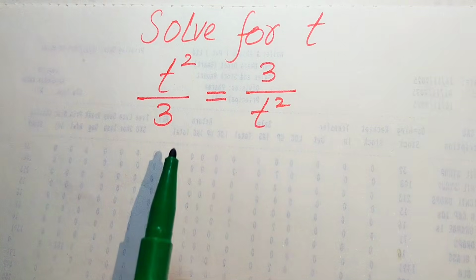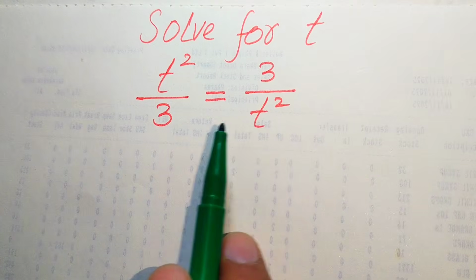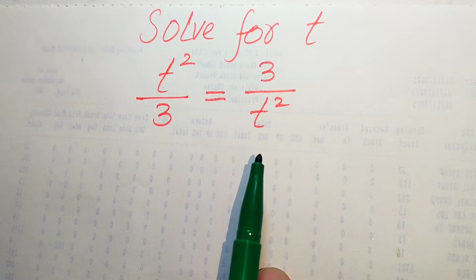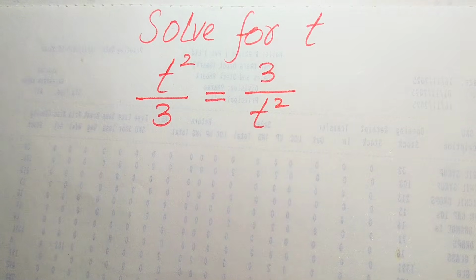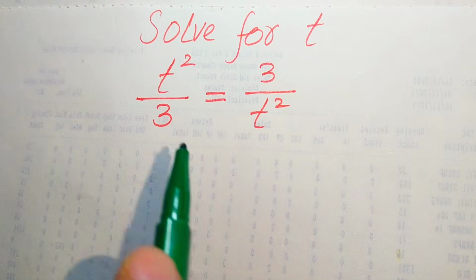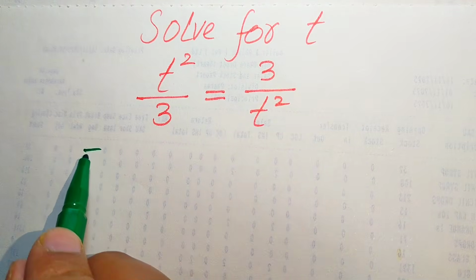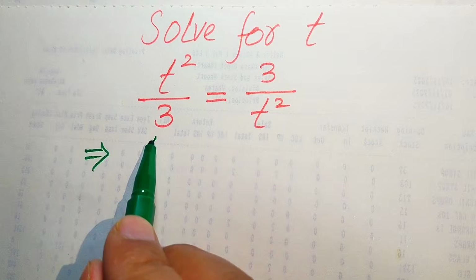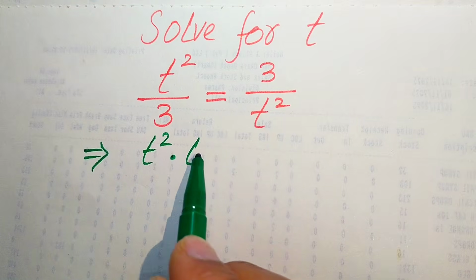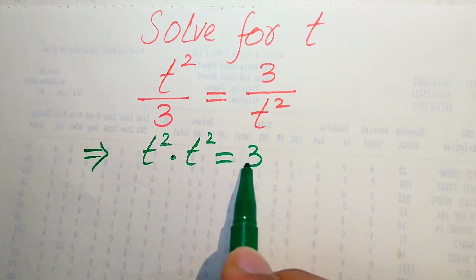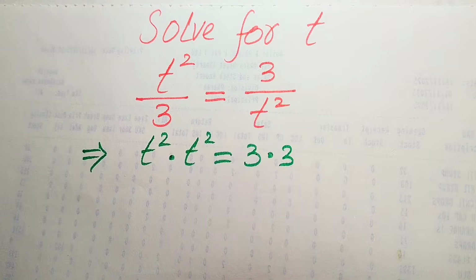So here we have t square divided by 3 is equal to 3 divided by t square, and we solve this problem for all the values of t. First we need to cross multiply the terms, and when we cross multiply it will be written as t square multiplied by t square is equal to 3 multiplied by 3.